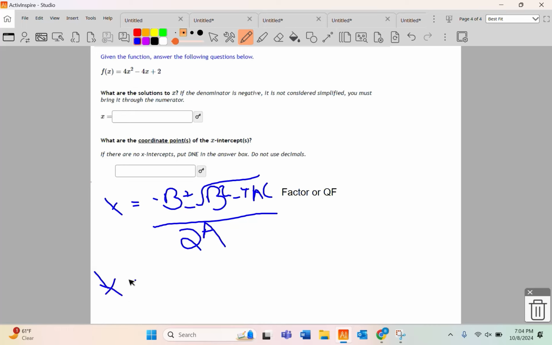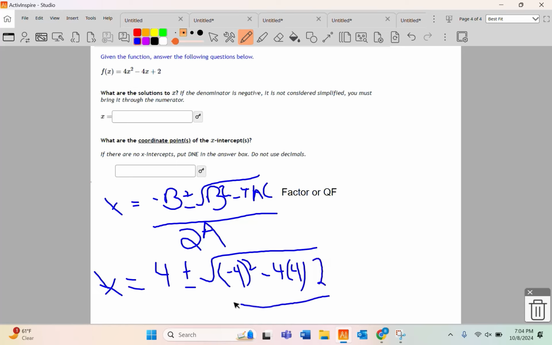X equals, opposite of a negative 4 is a positive 4, plus or minus square root, parentheses, negative 4 squared, because b is negative 4, minus 4 times a, which is 4, times c, which is 2, all over 2a, twice a 4.